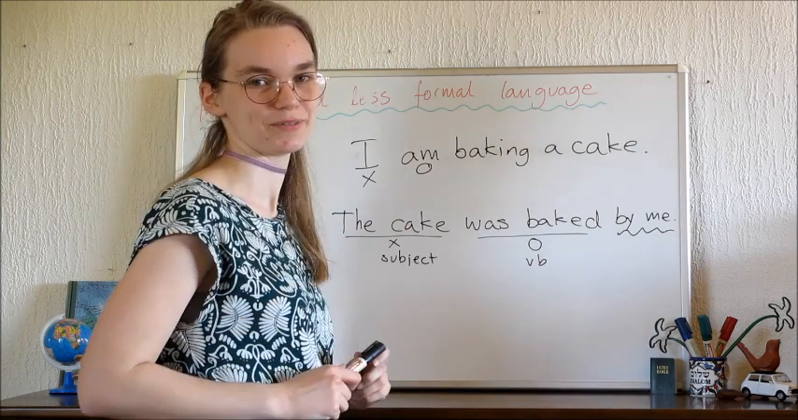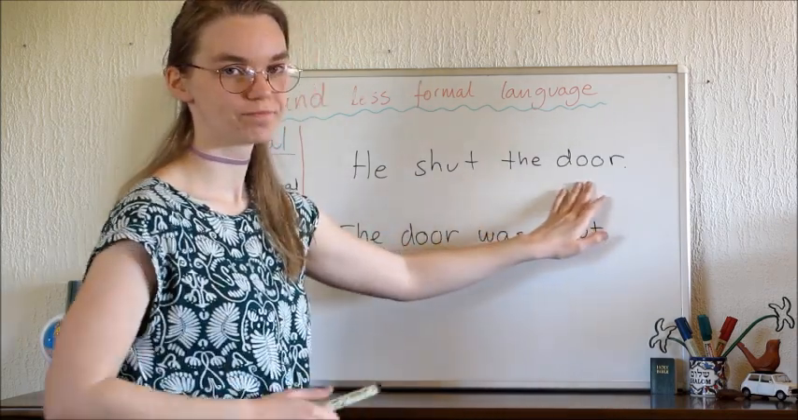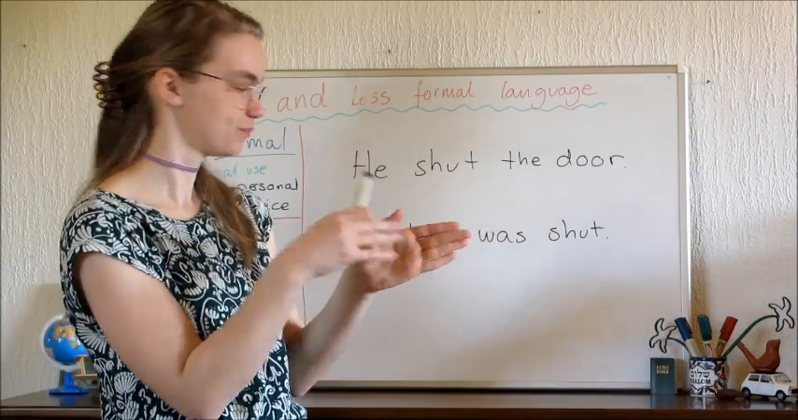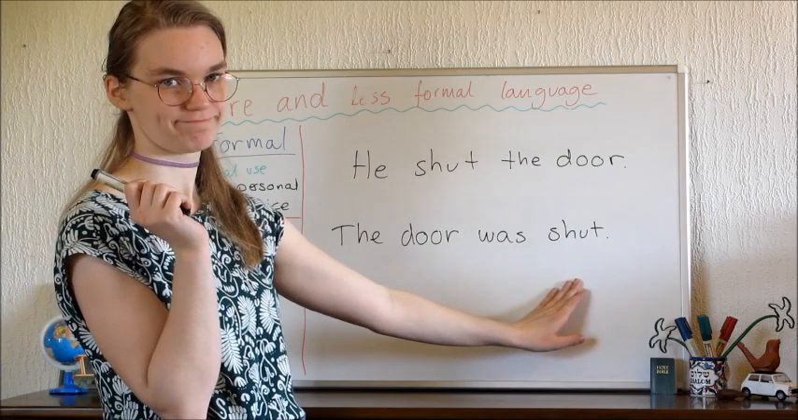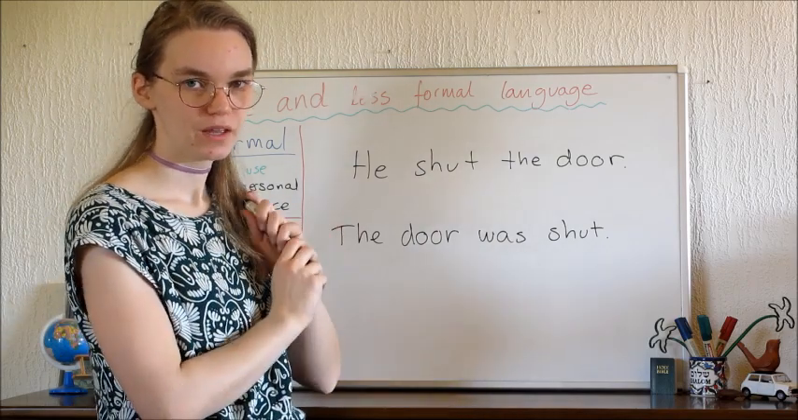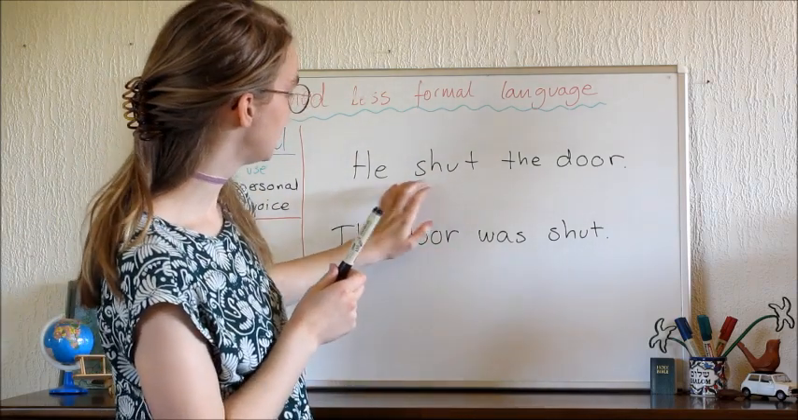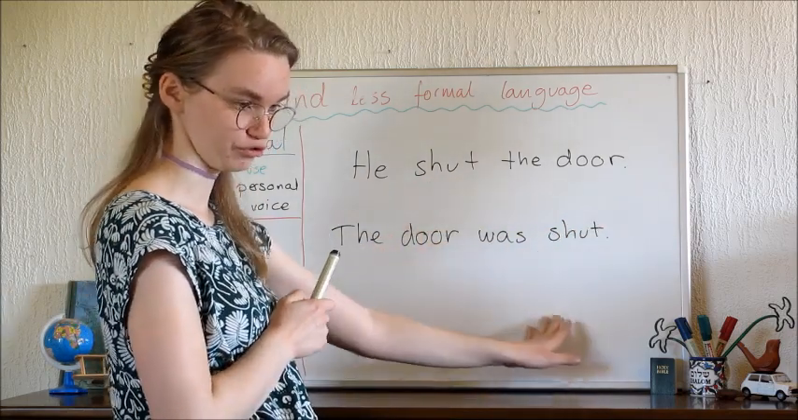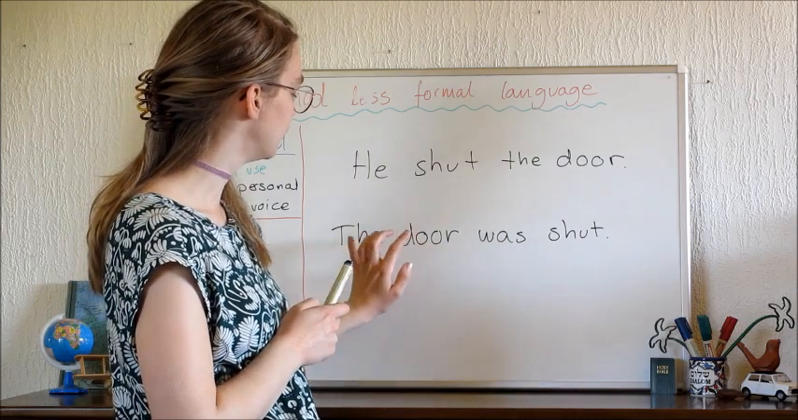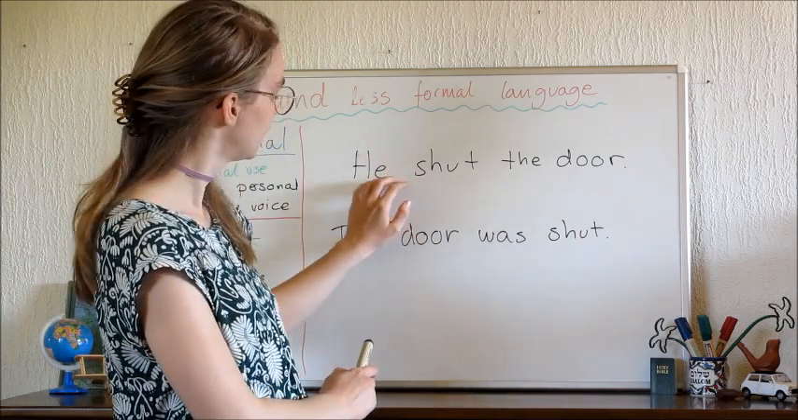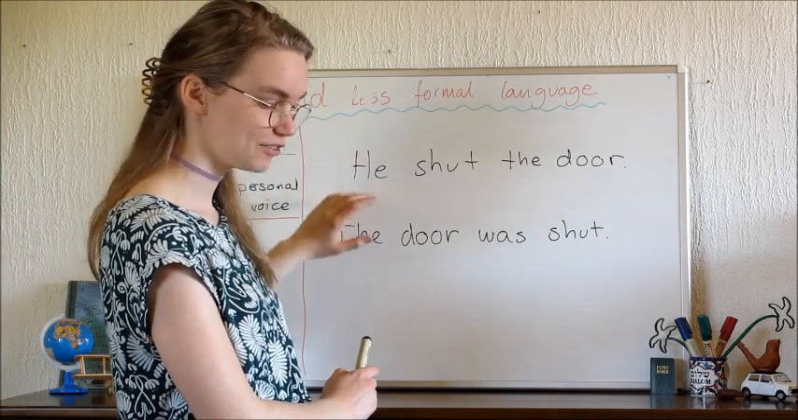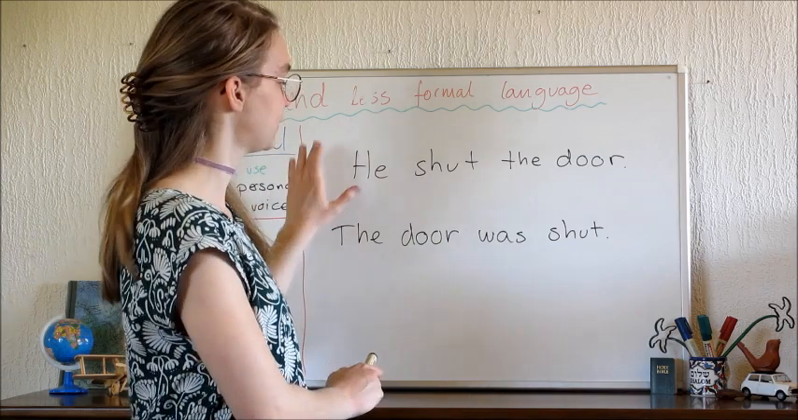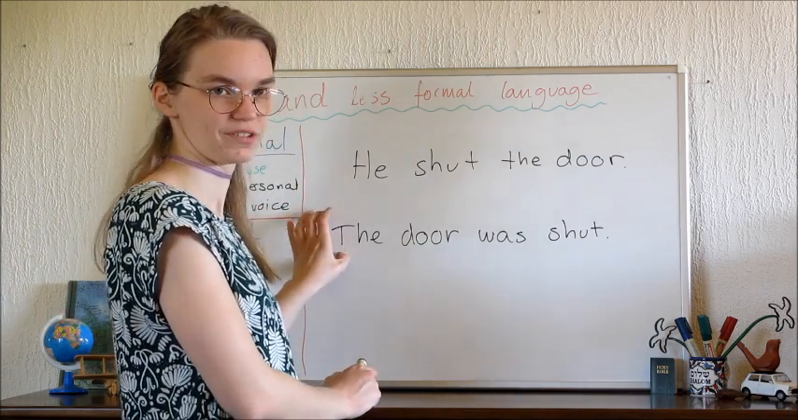We can get another example. He shut the door. Shut means to close. The door was shut. So here again, we have he shut the door. And down here, the door was shut. So the subject up here is the person who does it. The subject down here is the thing it's being done to. And that is active and passive voice.